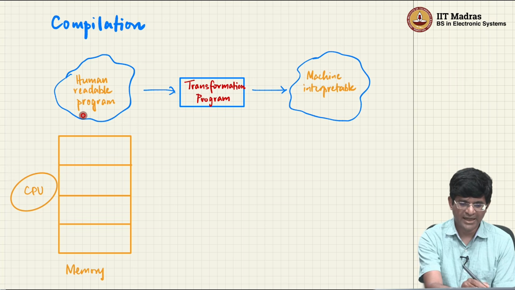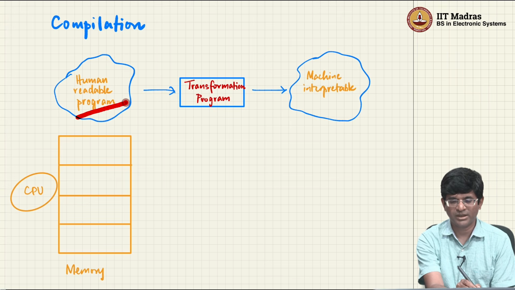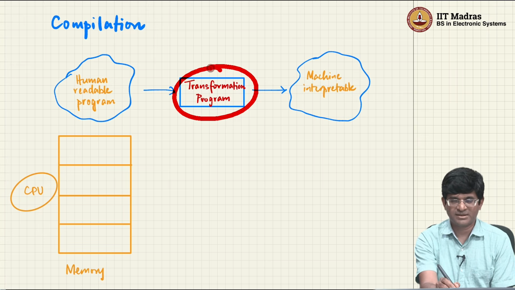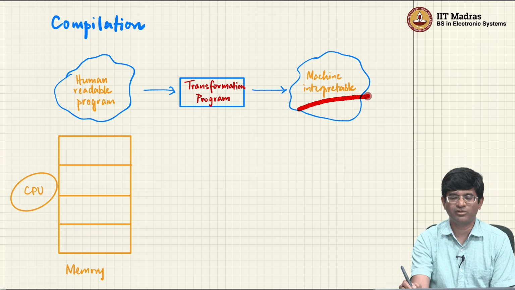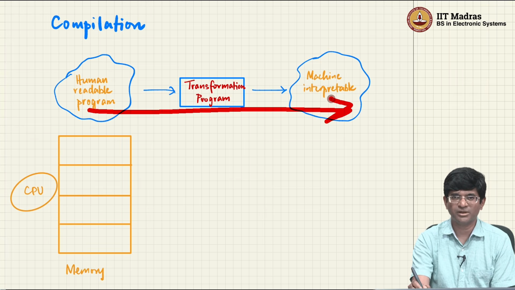What it says is, I have a program that is in a human readable format, it's some kind of a file, okay? And what I want to do is transform the text that I wrote somehow into a machine interpretable format, okay? Compilation is essentially this process. How do I go from here to here, from left to right?